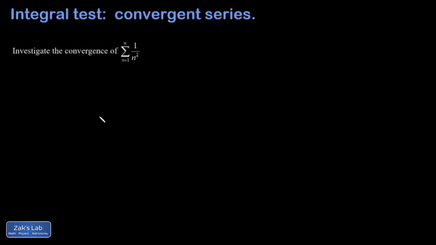In this problem, we're asked to investigate the convergence of the series 1 over n squared as n goes from 1 to infinity. One of the first things that I did here is just go to a computer and start making approximations of the partial sums. So I did the k equals 100 partial sum. In other words, the sum of the first 100 terms.